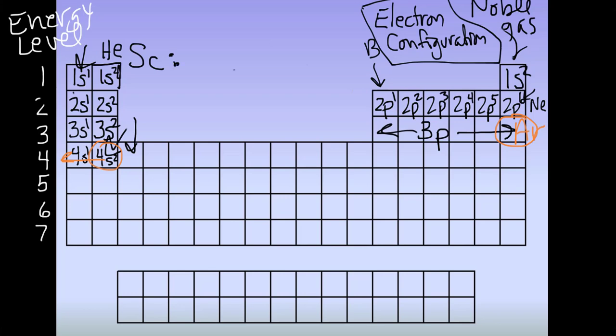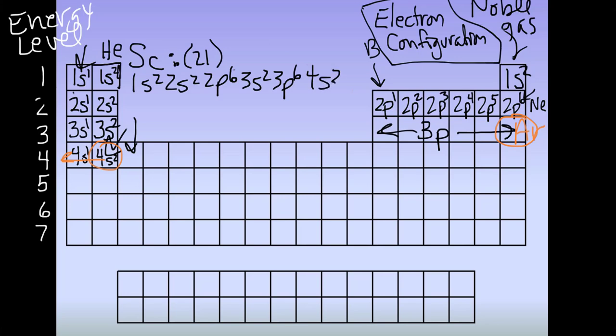When you look at scandium, you should have 21 electrons. And reading the periodic table, you should have 1s2, 2s2, 2p6, 3s2, 3p6, 4s2. And now, like I said, it's going to go back to the 3rd energy level and stuff more electrons in the 3rd energy level. So this actually ends in 3d1. So this should be 3d1.